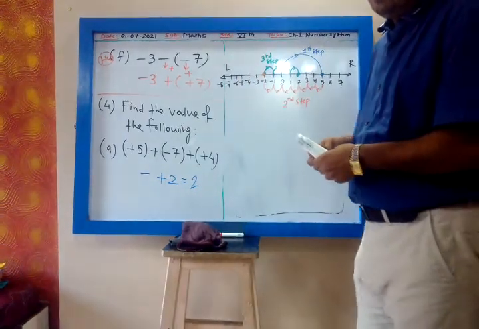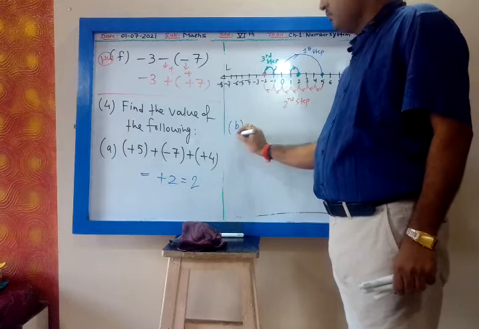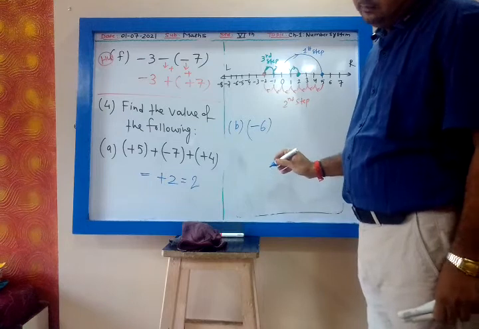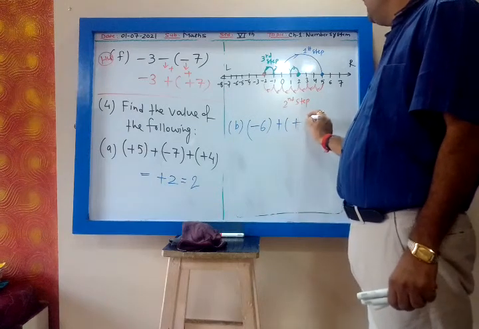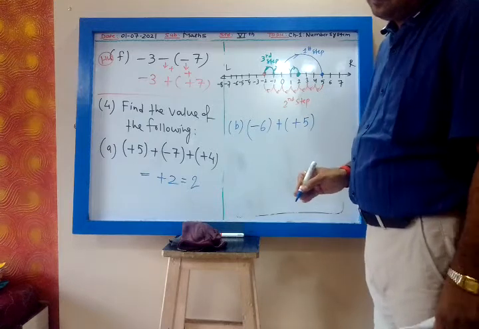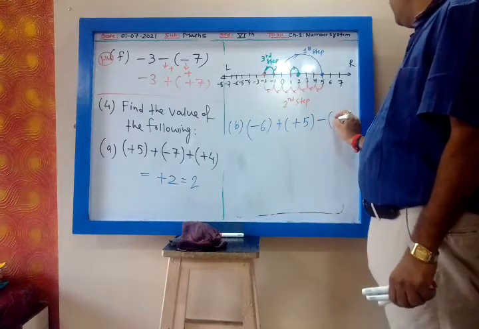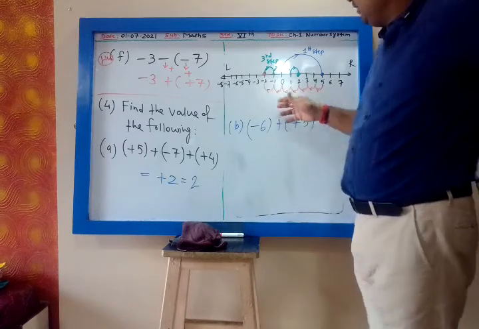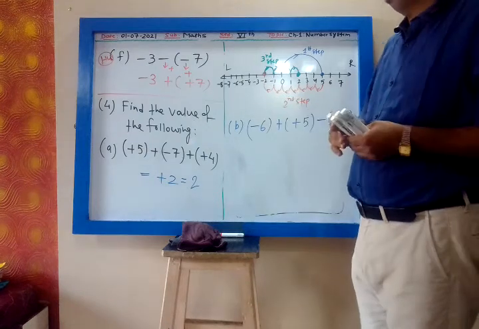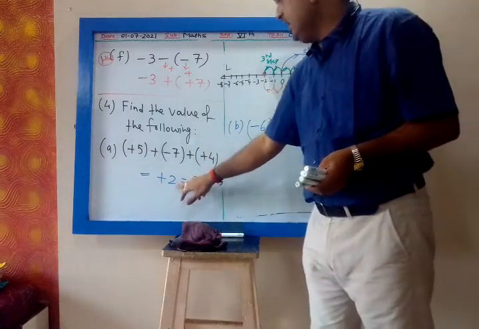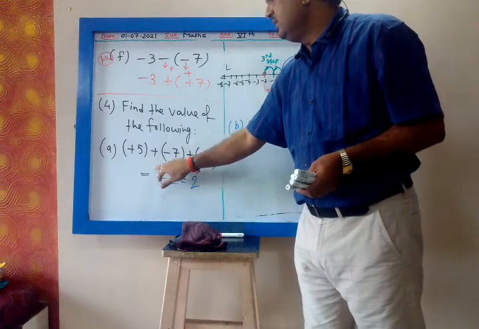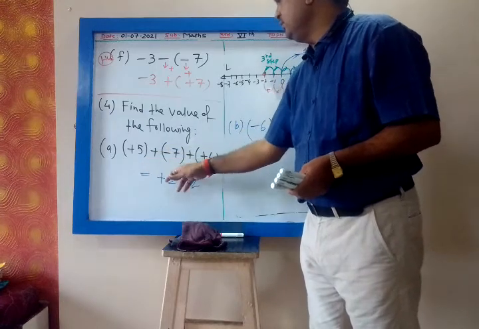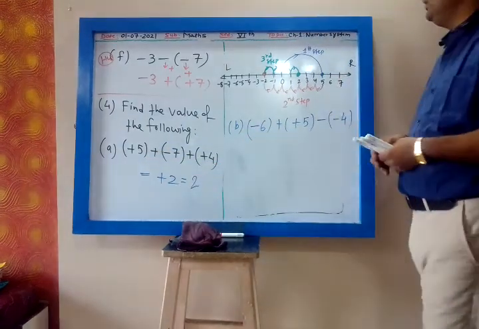Then B part. -6 plus 5 minus. Yes, see, after this I have written the answer there only. There also you write the answer. After this you should not write again. There only, in that question only you write the answer equal to +2 or 2. Now let us solve this. Second part, B.